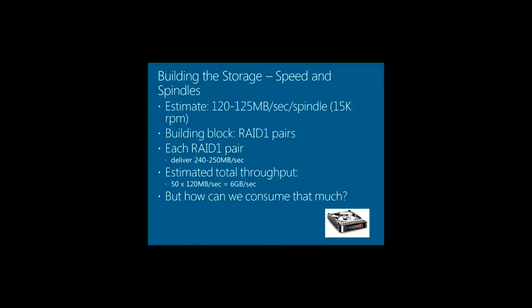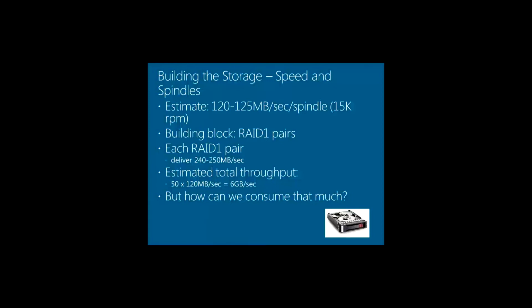So the estimate for that particular class of disks is 120 to 125 megabytes per second per spindle. And again, for data warehouses, we're concerned mostly with the megabyte per second metric rather than IOs per second. We'll get into that in a bit. The building block is RAID 1 pairs, so 2 disks in a redundant RAID 1. For read performance, a RAID 1 pair can deliver double the performance because you can read from both disks concurrently. So that gives you 240 to 250 megabytes per second for each pair. Write performance is half that. That's about 120 megabytes per second because you have to write to both disks.